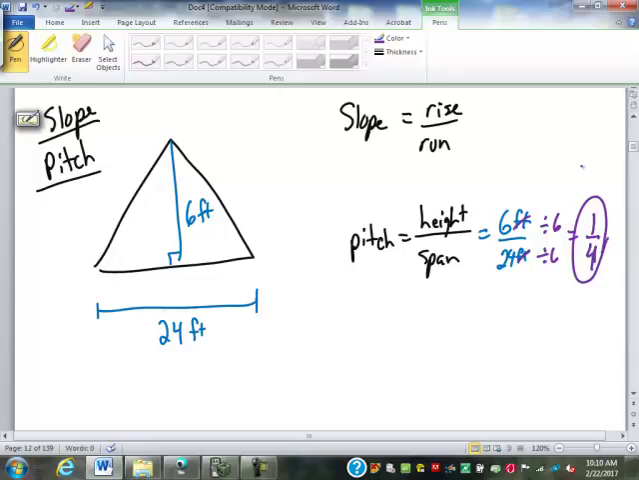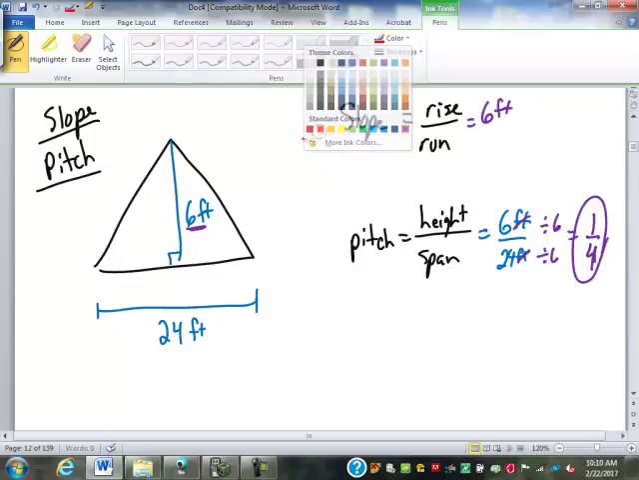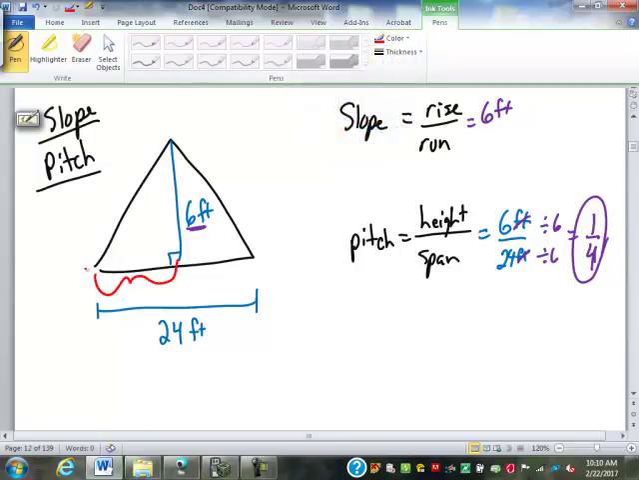The slope is rise over run. The 6 feet is still the rise. The run, however, is from one end of the roof, one end of the span, to the peak. So that'd be half of that 24, 12 feet. So a 6 over 12, the feet cancel out. A slope is always given out of 12. It's inches of rise per foot of run, so that's why it's out of 12. So we'll just leave that as 6/12. I know it does reduce to 1/2.